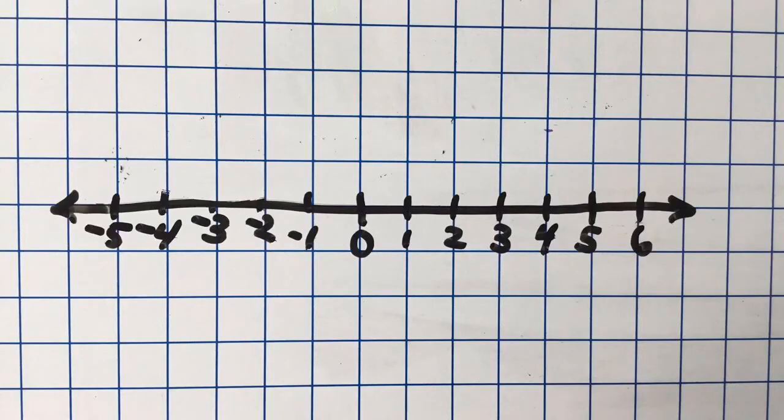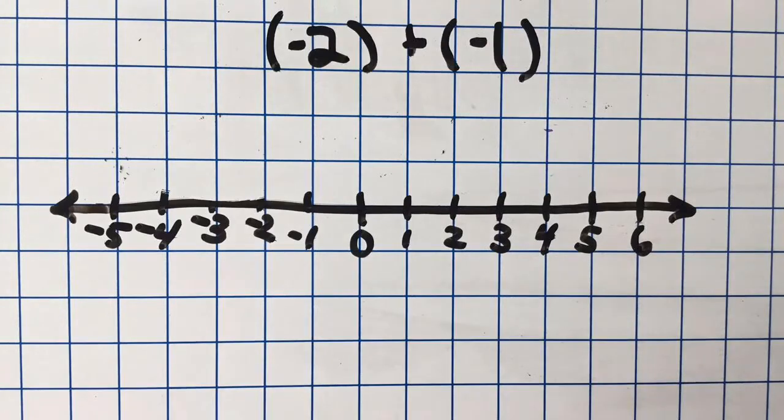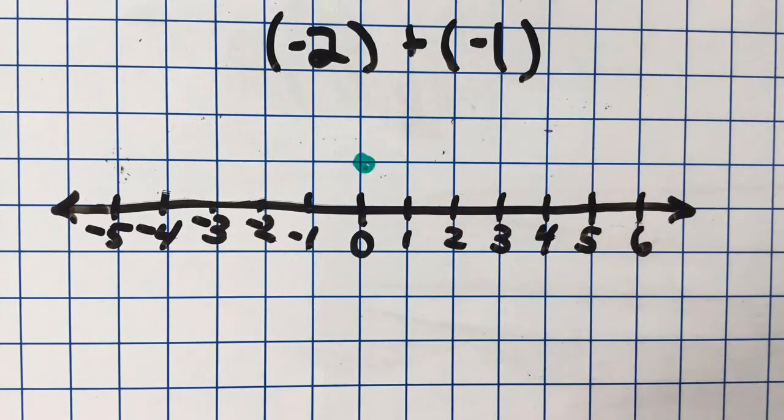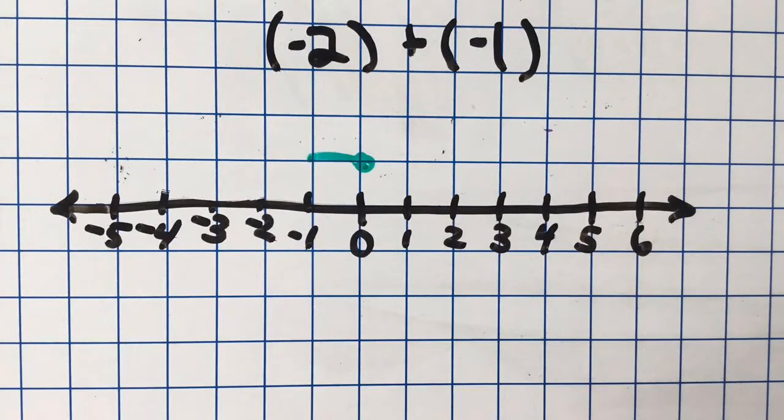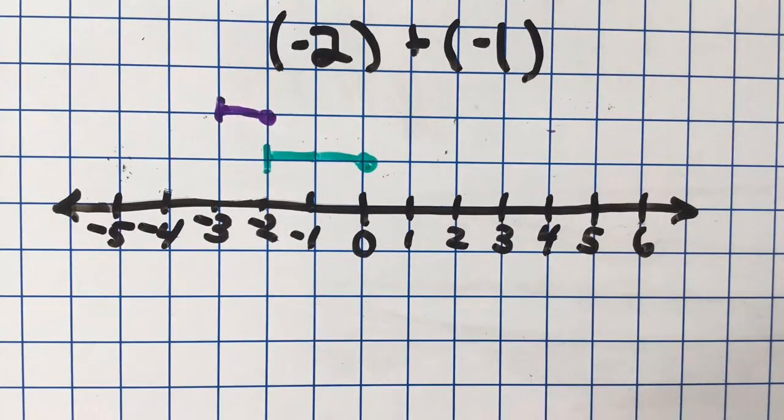One more example. What if we have numbers that are the same signs? Negative 2 plus negative 1. Start at 0, to the left, and then from that point to the left once more, and we end up at negative 3.